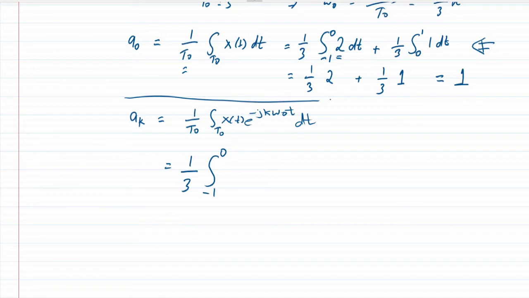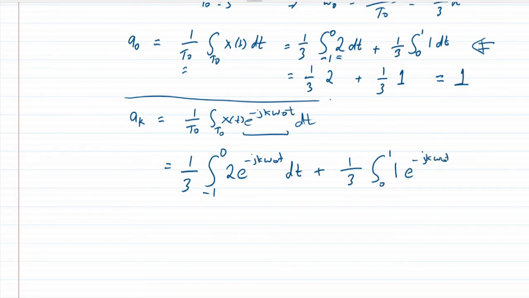and in that case the magnitude is 2, which would be multiplied with the exponential, that is e to the power minus j k omega naught t dt, and again we would have 1 by 3 from 0 to 1 with the magnitude of 1 e to the power minus j k omega naught t dt. Now this integration would yield a solution which is 1 by 3 into minus 1 over j k omega naught.